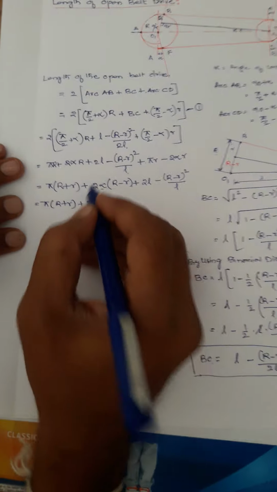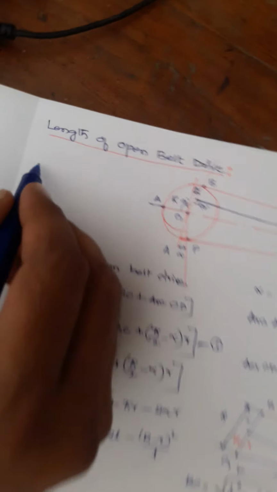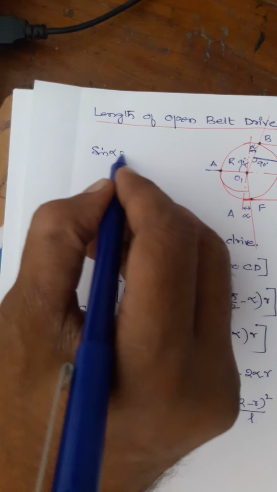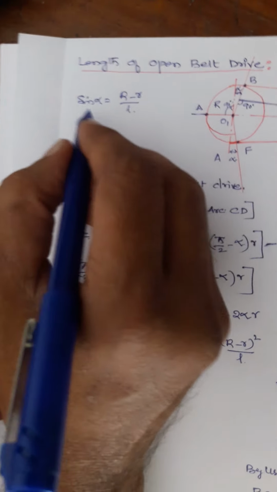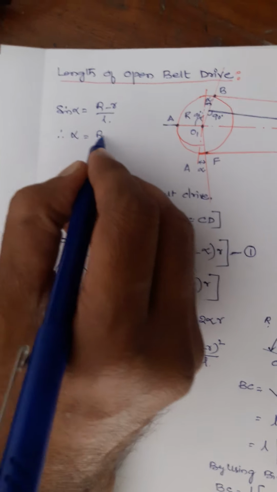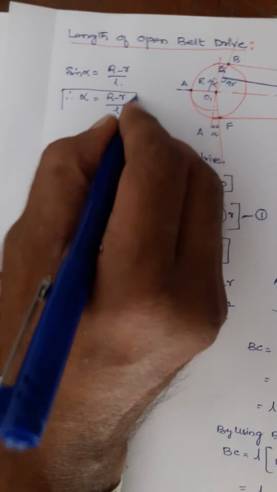What is the alpha value? So for the alpha value, we can say sine alpha is equal to, for both sides the same, capital R minus small r by L. As alpha is very small, you can remove the sine, therefore alpha is equal to capital R minus small r by L. So this is the value of alpha.